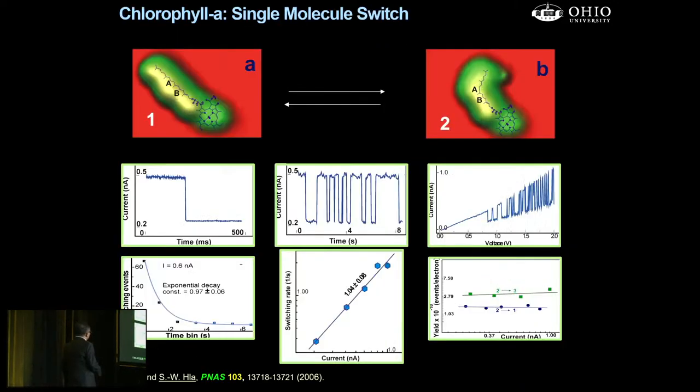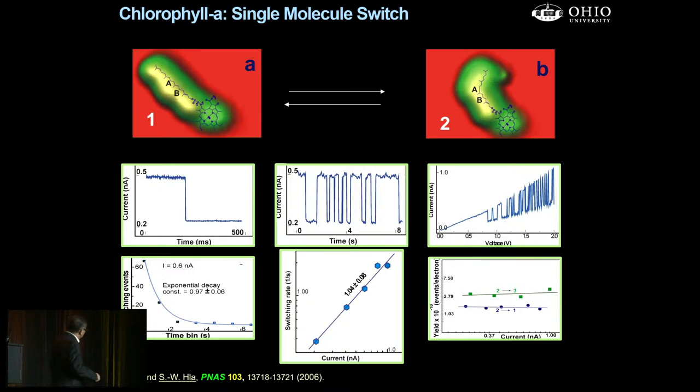Here is an example from my group that we published in 2006, a long time ago. We have little chlorophyll molecules, and we inject tunneling electrons, and we can switch the conformation of the chlorophyll. We can know when it switched just by looking at the current. You see the abrupt change, it switched. We can leave it, and you see the two-step signal that is switching back and forth. Or we also measure the energy required to switch by ramping the bias, increasing the voltage. You see here around 0.6, I guess, and at 0.8 electron volt, the molecules start switching.